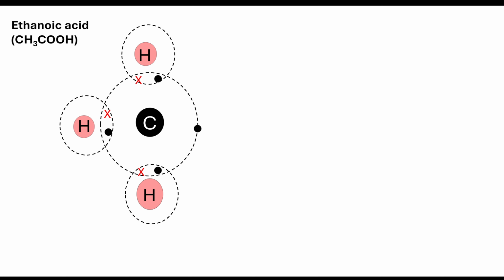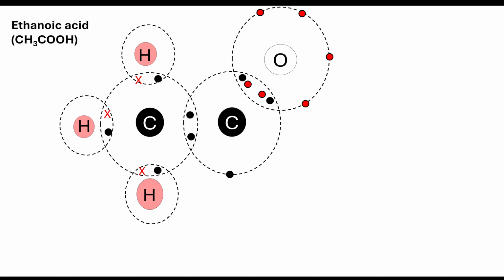Ethanoic acid, as you can see here, is made up of carbon with 3 hydrogens attached, each of them covalently bonded. And then what it also has is another carbon covalently bonded, but this time this carbon has got one oxygen which has a double bond and another oxygen which has a single bond.